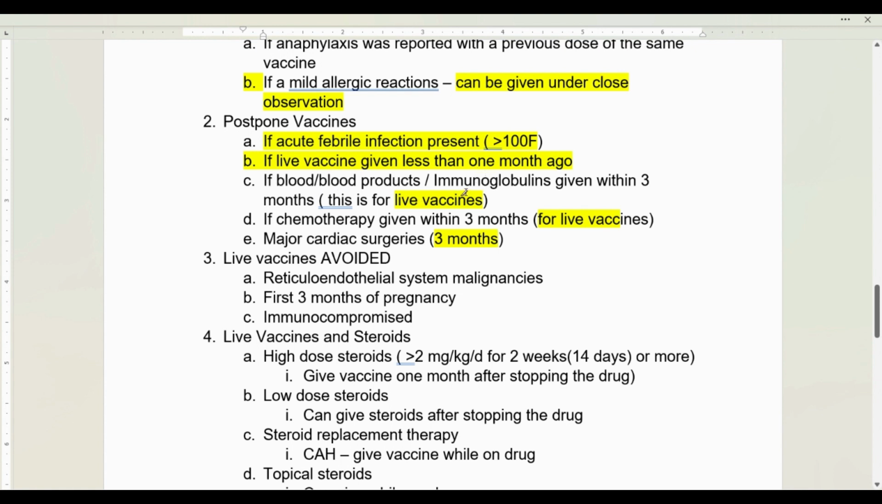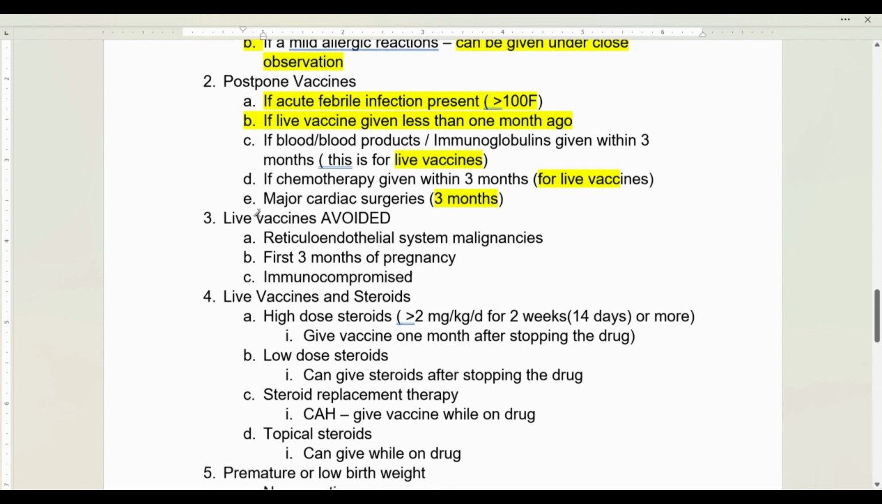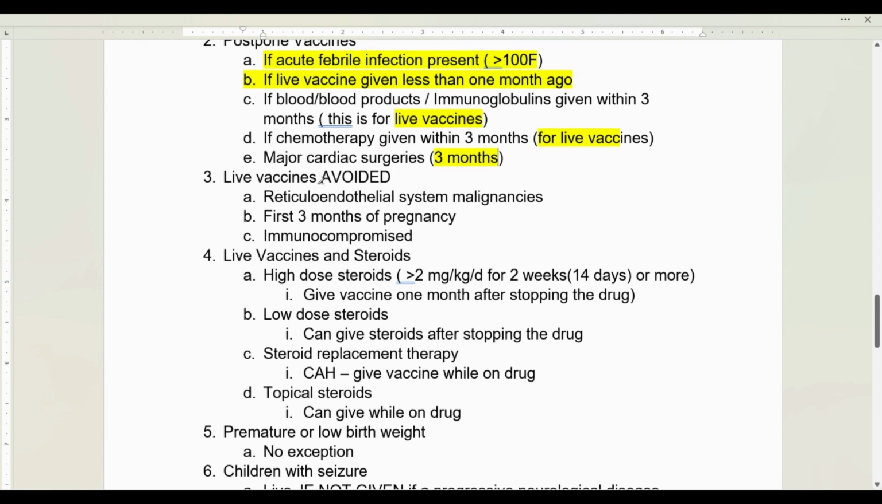Usually this is because these live vaccines contain the virus or the toxoid. Therefore, in these immunocompromised states it can cause the disease, but it is very rare. But there's a tendency to cause that. So, live vaccines are best avoided in these situations. Avoided in reticuloendothelial system malignancies, during the first 3 months of pregnancy, and in immunocompromised people.